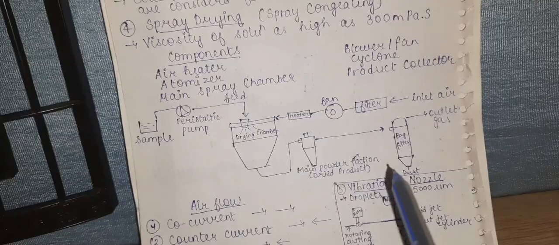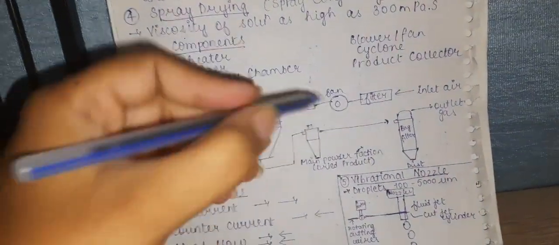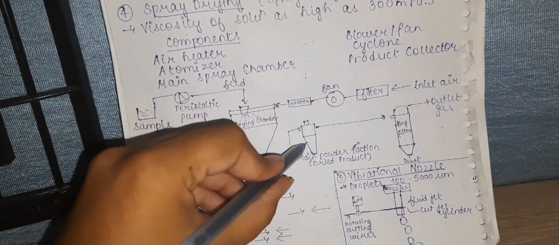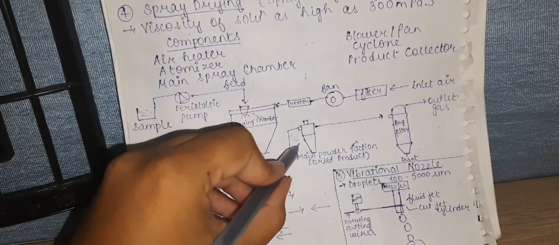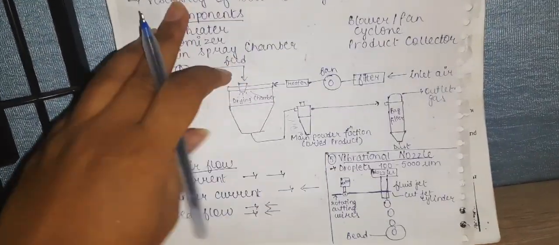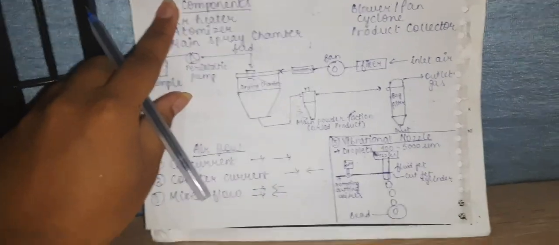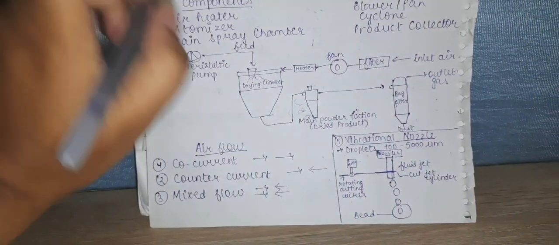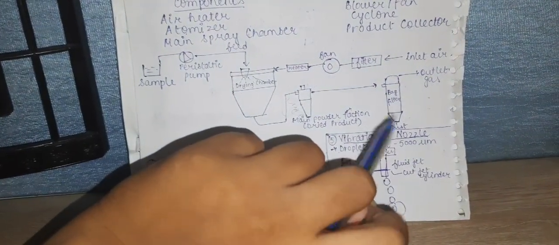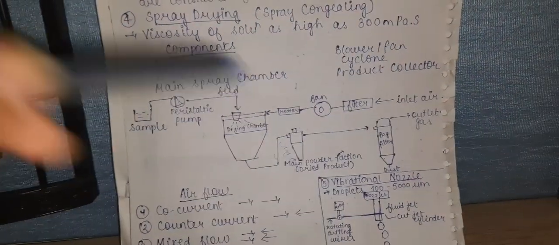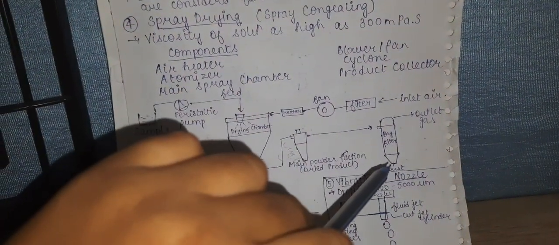Now the drying chamber is connected with our cyclone. So this is our cyclone. And the cyclone is attached with the filter bag. And from here the outlet will be present for the gas. And below the bag filter there will be dust present.